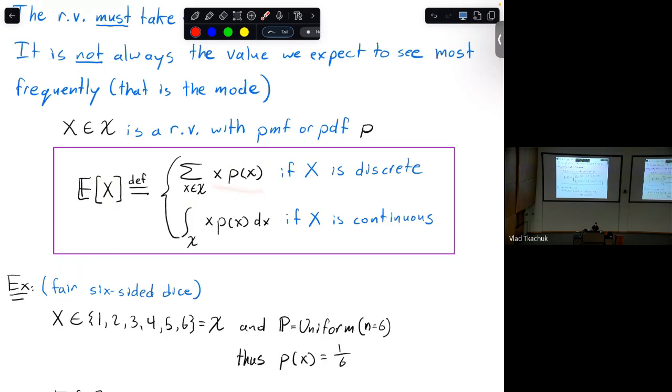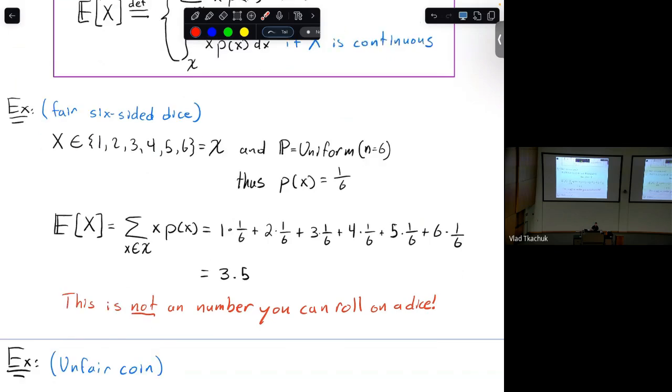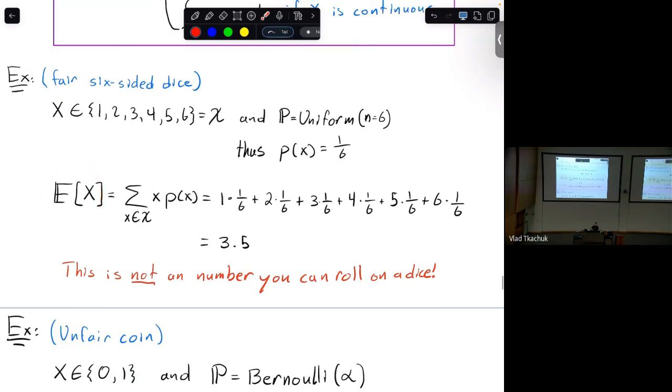And for the continuous case, it's just an integral. Okay, so let's see this through the examples. For the 6-sided dice, the PMF is 1/6. Let's calculate the expected value of the random variable. It's this giant sum, which I had alluded to, and it's 3.5. And it's not a number you can actually roll. Hopefully this makes sense once again: you look at all your outcomes, which here is only 6 of them, multiply them by their corresponding probabilities, and then sum them all up.